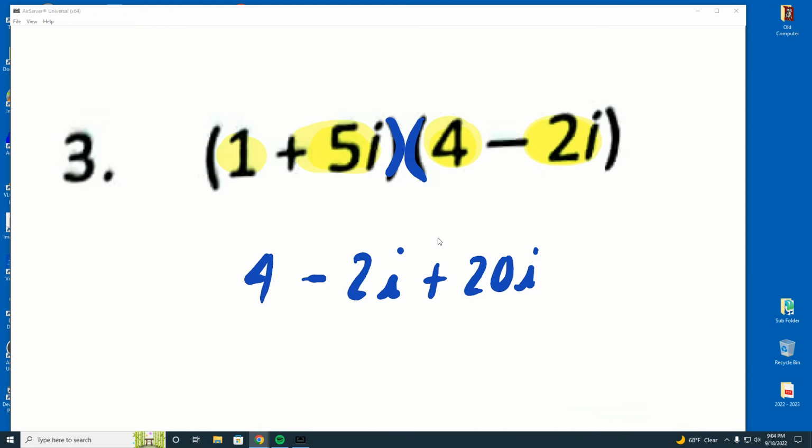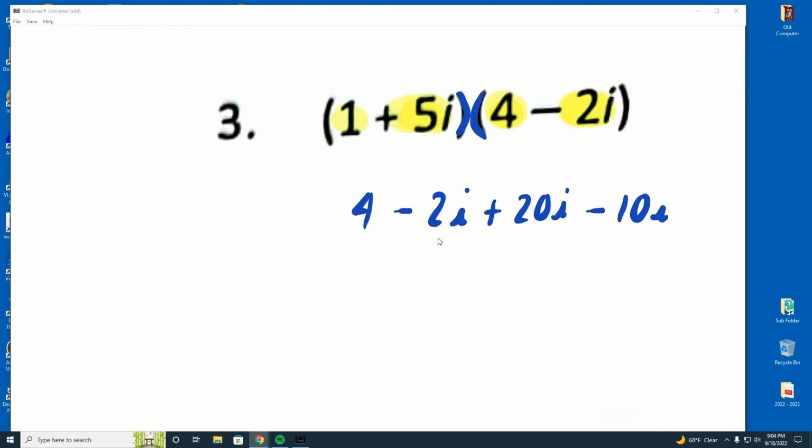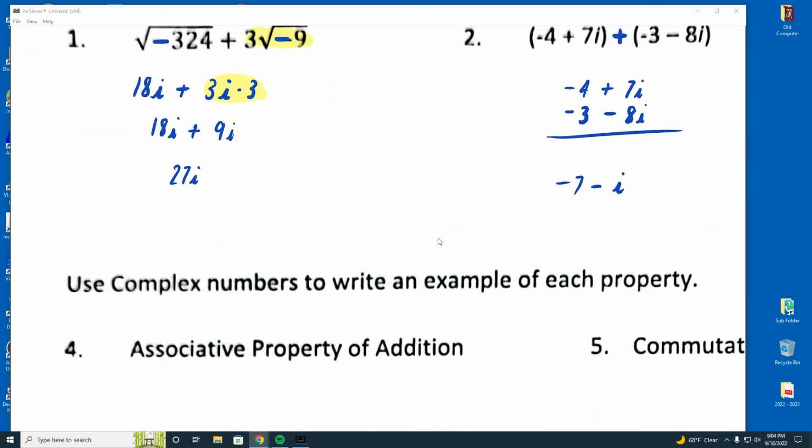Positive 5 times negative 2 is negative 10. And i times i, like we've been talking about, is i squared, which we said has what value? Negative 1. Which does what to negative 10? It makes it plus 10. So what are my like terms now? Well, I've got 4 plus 10, 14. And I've got negative 2i plus 20i, or 20i minus 2i, positive 18i. So 14 plus 18i.